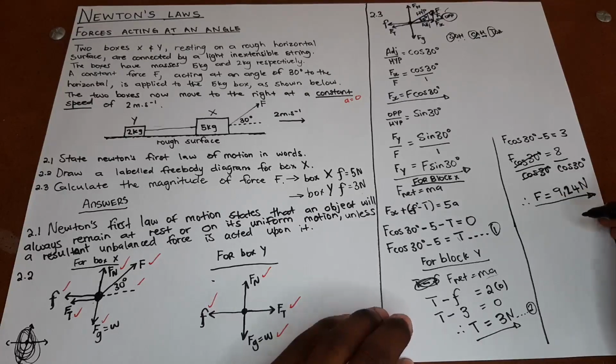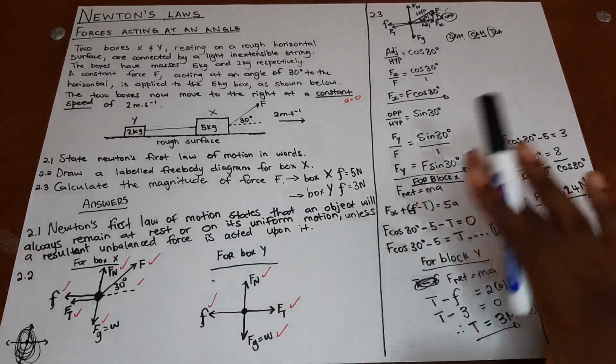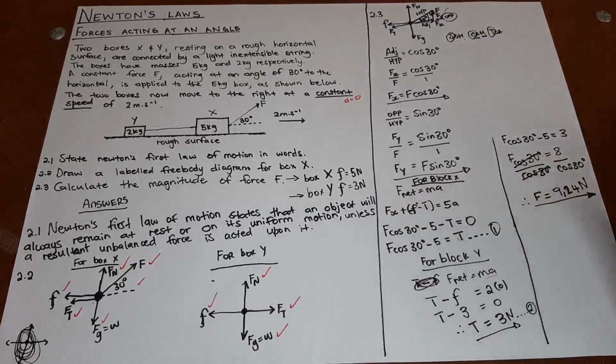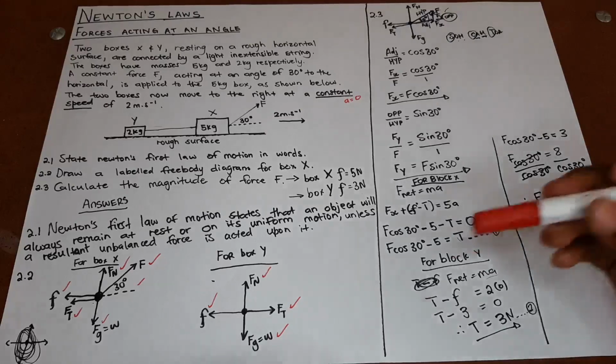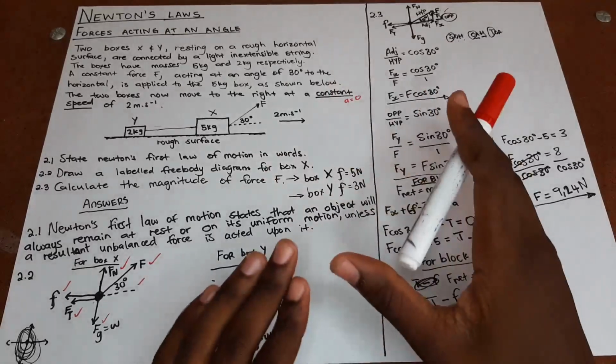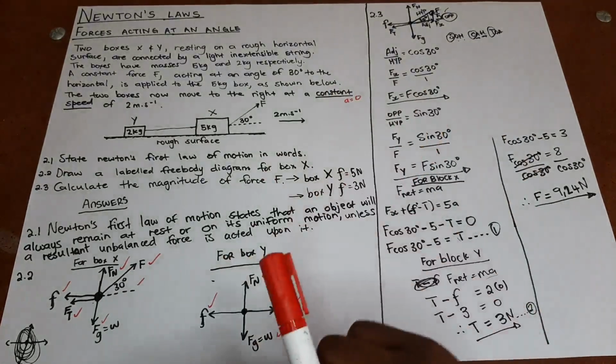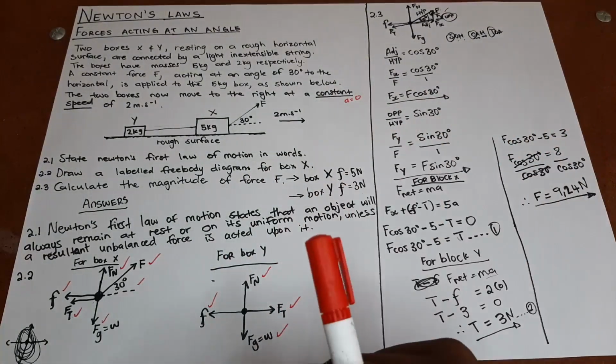That's how it goes, guys. So this is our answer, and this is how we have to work. An important concept that I'm going back to is the constant speed. Mind you, if they say constant speed, it means that your acceleration is equal to 0, and you work with Newton's laws.